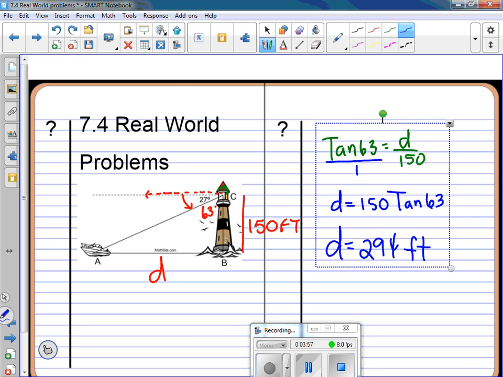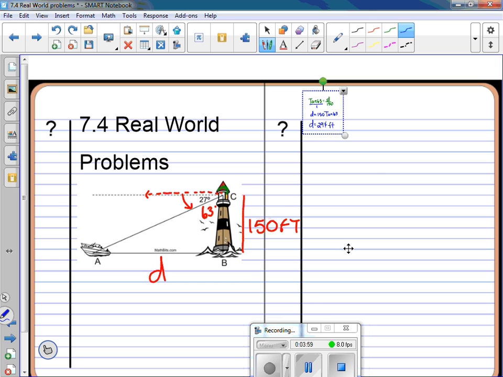I'm going to take that work and shrink it down here for a second. Okay, let's go back to this problem and do this problem from the perspective of the boat. Okay, so I tell you that the angle of depression is 27 for the lighthouse keeper, but I want you to work from the boat person's perspective.